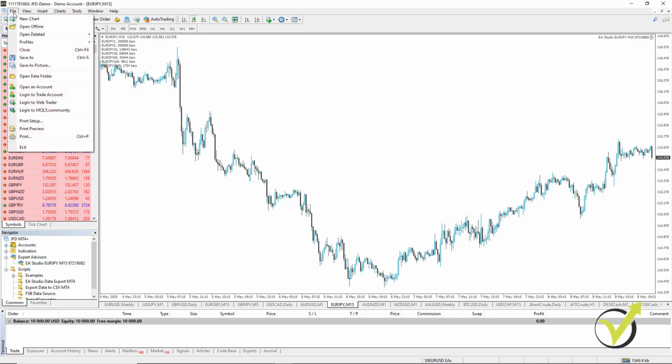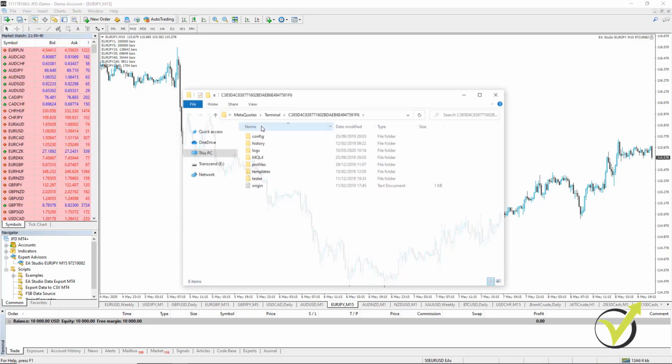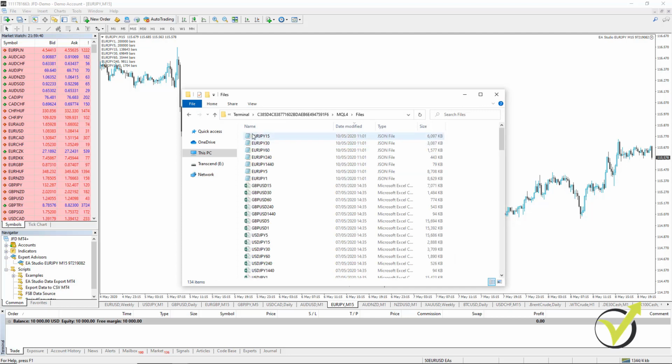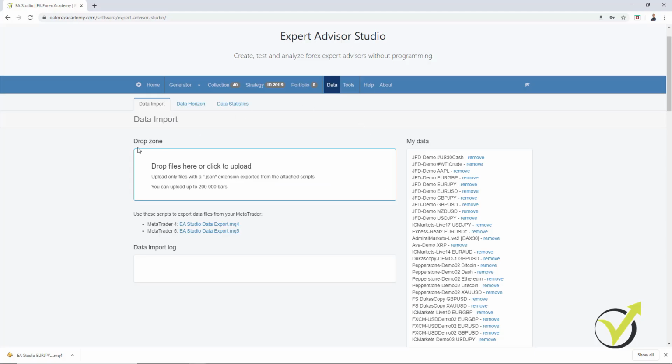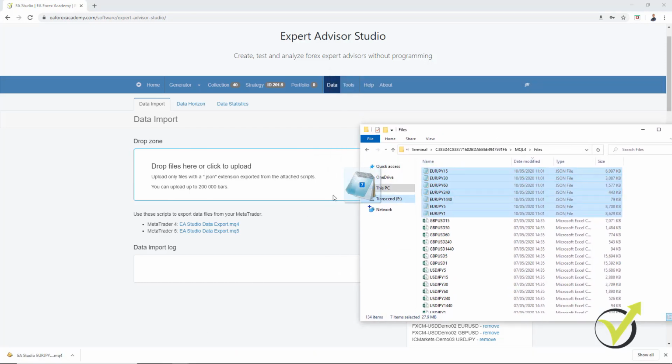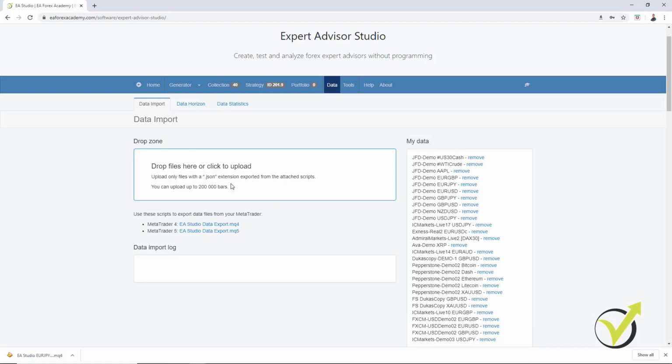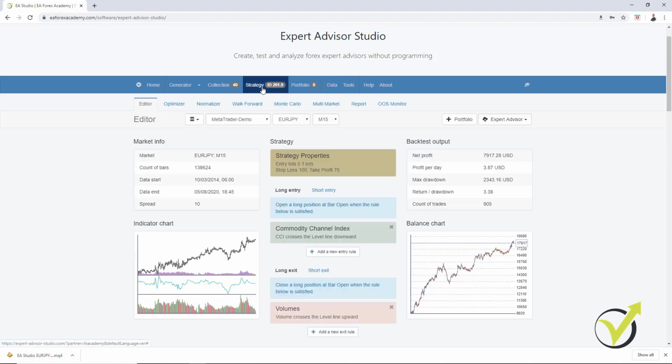Then what you need to do is go to File, Open Data folder, and you go to MQL4 Files, and here is the data. What you need to do is simply drop these files in the Data Import tab right over here, and you will see the data on the right side. Let me demonstrate it to you. I will drop the files. They will be imported and uploaded, and then when you go to Strategy, you will see your broker listed here.